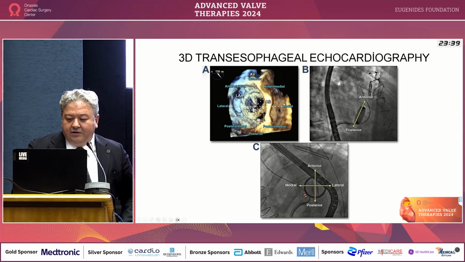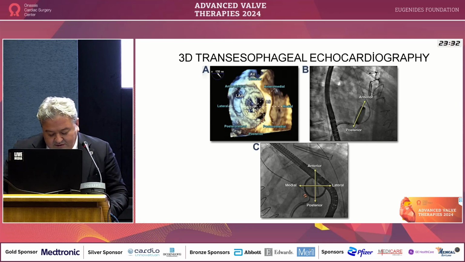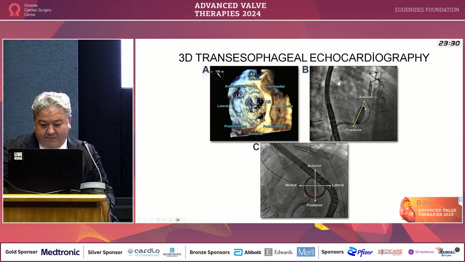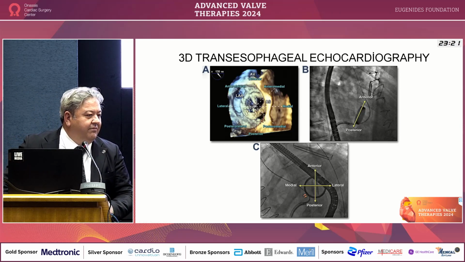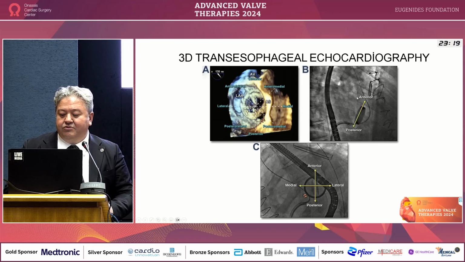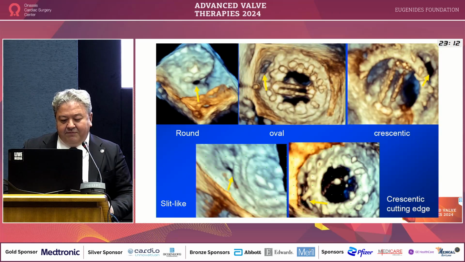On direct fluoroscopic appearance, where the anterior and posterior leaks are localized, the right anterior oblique 40-degree cranial view is very important. The anterior leaks usually localize in the superior part, and the posterior leaks in the inferior part. Defect shape can be round, oval, crescentic, slit-like, or cutting edge.